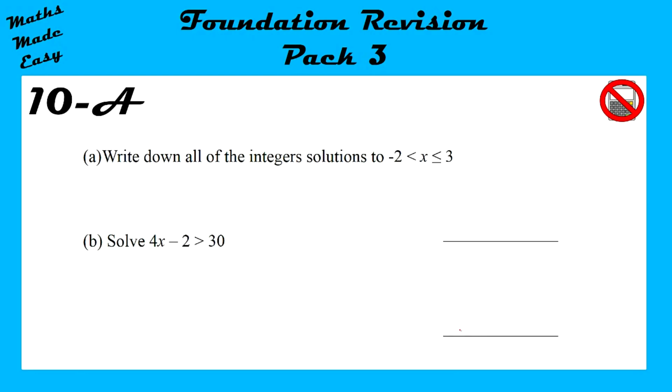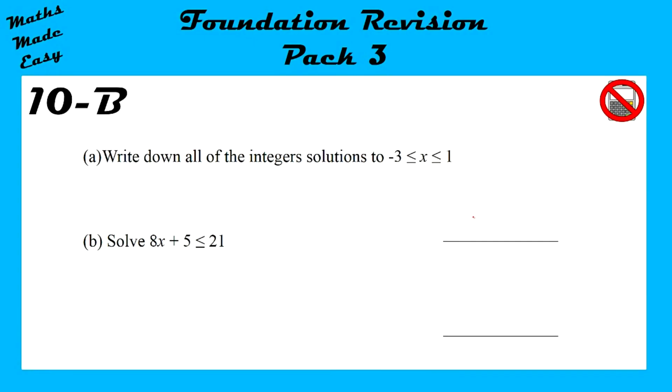10a. The integer solutions to this, I can't have -2, but I can have -1, 0, 1, 2, and I can have 3. To solve this equation, it solves just the same as other equations, so 4x minus 2 is greater than 30. 4x, add the 2 to both sides, 32, divide both sides by 4, and I get x is greater than 8.